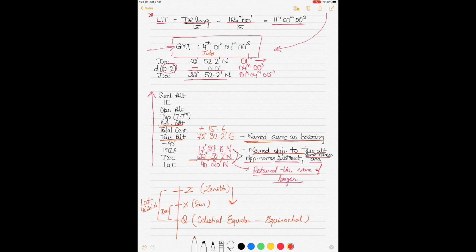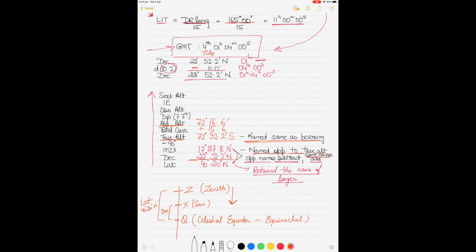So if I'm adding plus 15.6 while coming from top to bottom, when I'm going from bottom to up, I should be doing the opposite. So although the correction here says plus, I will actually be subtracting it. So you will get why. So what I'll do is I'll subtract 72 degrees 32.2 minutes minus 15.6 minutes. This is only minutes. So when you subtract it, you get 72 degrees 32.2 minutes, and then minus 0 degrees 15.6 minutes in your calculator. You get 72 degrees 16.6 minutes.